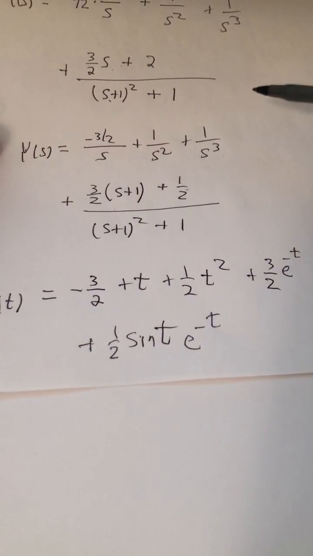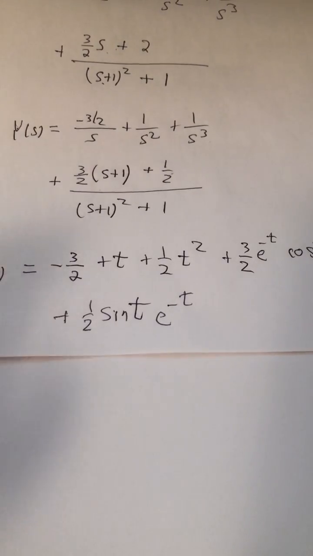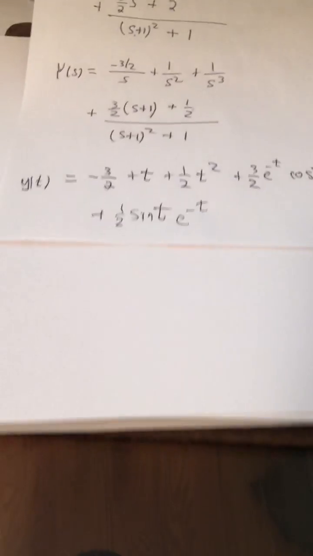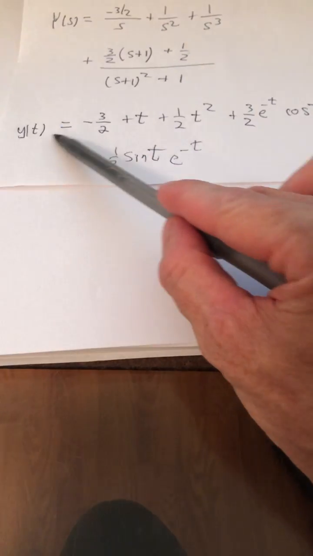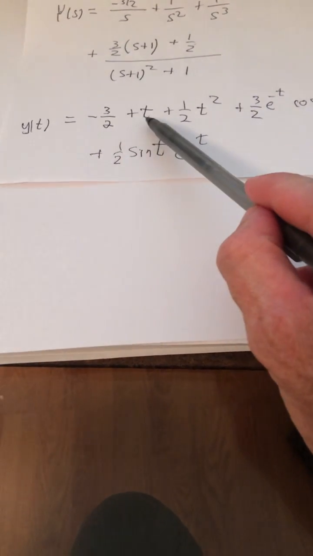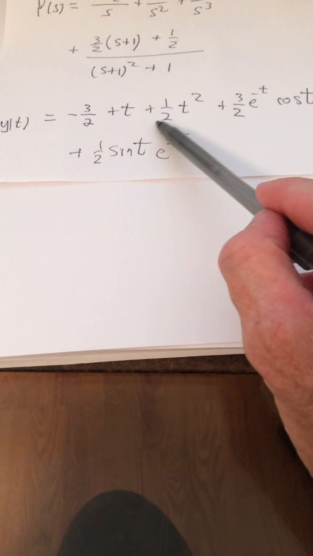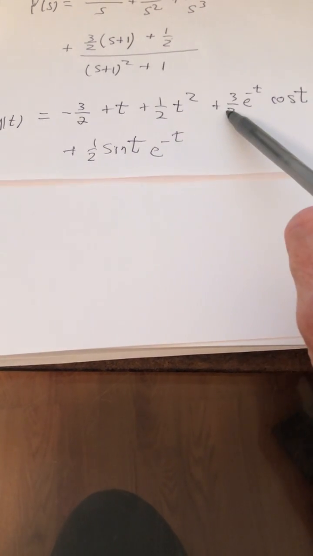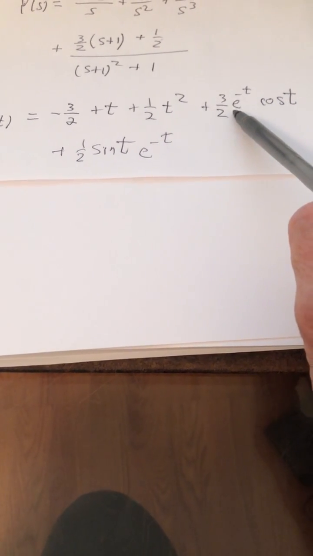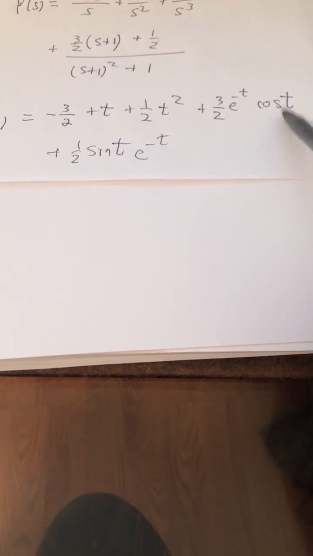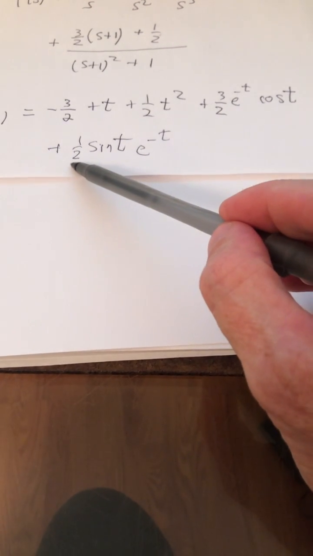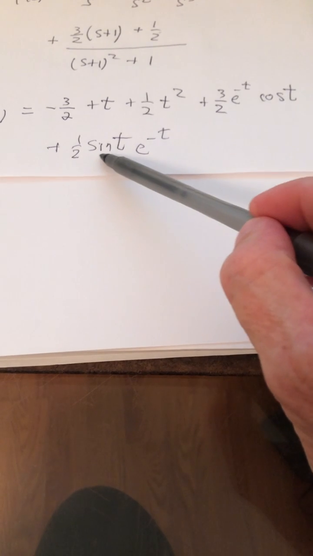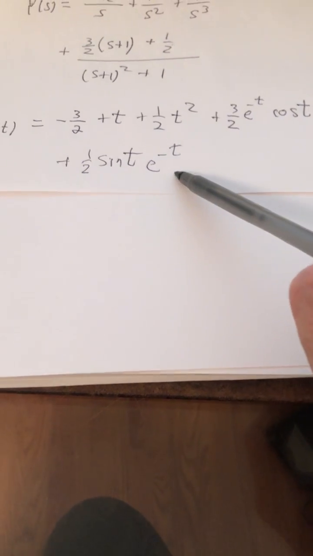So inverting term by term, using the linearity property of the inverse transform, we end up with our result. Y of t is equal to negative 3/2 plus t plus 1/2 t squared plus 3/2 e to the negative t cosine t plus 1/2 sine t e to the negative t.